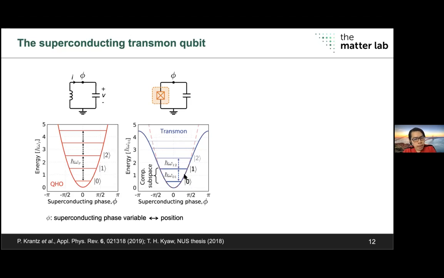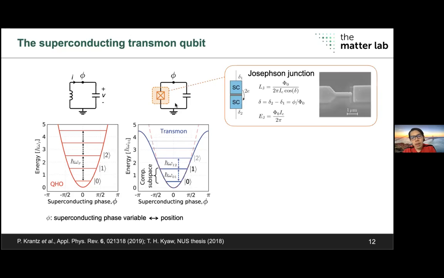But still, because of the anharmonicity present in states 1 and 2, we can still use 0 and 1 as the logical states for quantum computation purposes. And of course, this Josephson junction is nothing but you just take two superconducting islands and sandwich in between a tiny layer of insulator.